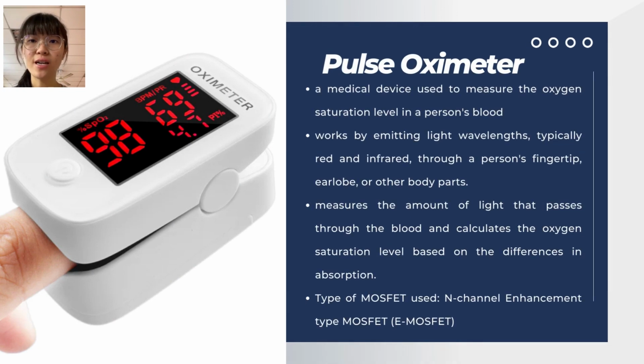The medical device I choose is the pulse oximeter. It is a medical device used to measure the oxygen saturation level in a person's blood. It works by emitting light wavelengths, typically red and infrared, through a person's fingertip, earlobe, or other body parts. The pulse oximeter measures the amount of light that passes through the blood and calculates the oxygen saturation level based on the differences in absorption. The type of MOSFET used in the pulse oximeter is the N-channel E-type MOSFET.